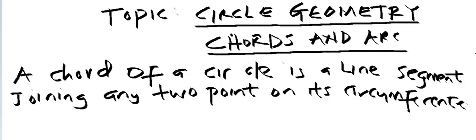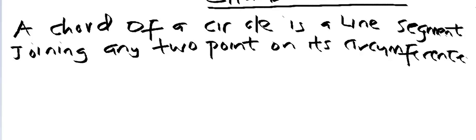A chord of a circle is a line segment joining any 2 points on its circumference. So if we have a circle, say, this is our circle, we said that a chord of a circle is a line segment joining any 2 points on its circumference.